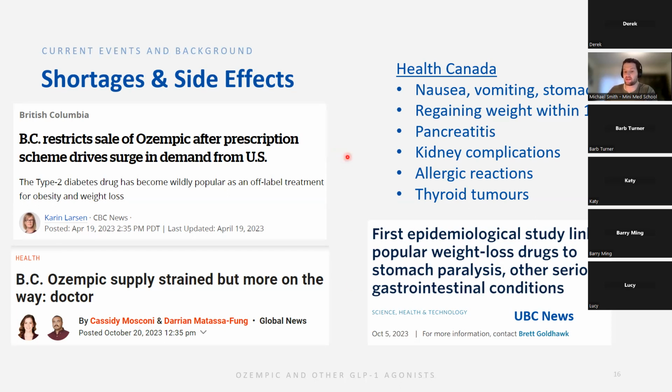Another recent story in the news has been the increased instances of side effects from these medications that Health Canada has warned about, such as nausea, vomiting, stomach pain, even pancreatitis, and even more serious ones that have been investigated by UBC recently, such as stomach paralysis and the risks of bowel obstruction. Furthermore, when people stop the medications, it's known that they tend to regain the weight. This yo-yo pattern of weight loss can be very dangerous for the risk of complications from the drugs and the development of things like cardiovascular disease.